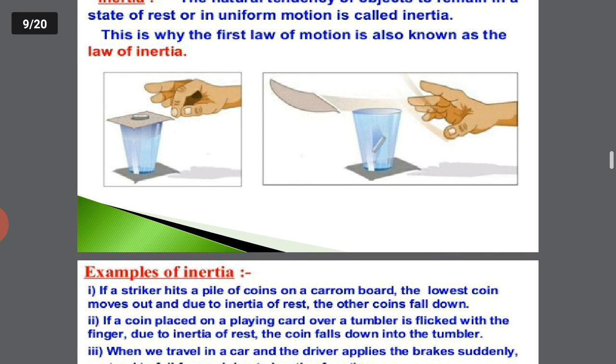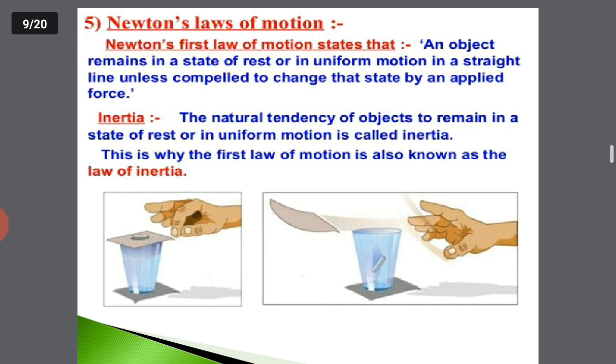Newton's laws of motion. Newton's first law of motion states that an object remains in a state of rest or in uniform motion in a straight line unless compelled to change the state by an applied force. Which means the object will continue in its state until or unless some external unbalanced force is applied on it.